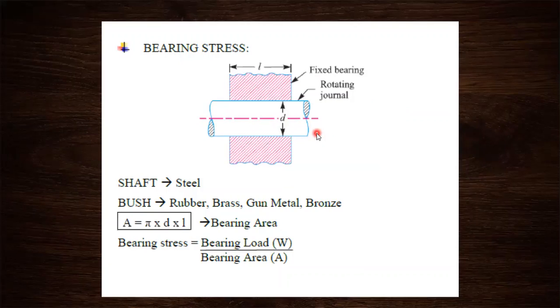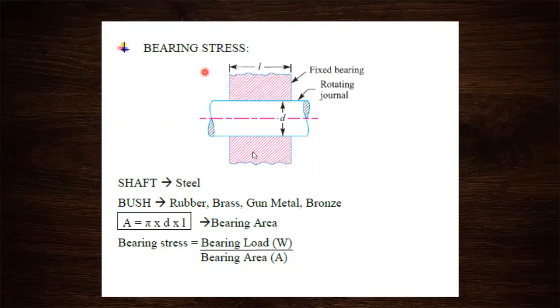First of all, we will have a bearing, and it is called a fixed bearing. Inside that we will insert a bush, and inside the bush we will insert the shaft. When the shaft is rotating, there are chances for the bush to wear off. Due to this, a failure will occur at that point, and this failure is called a bearing failure.